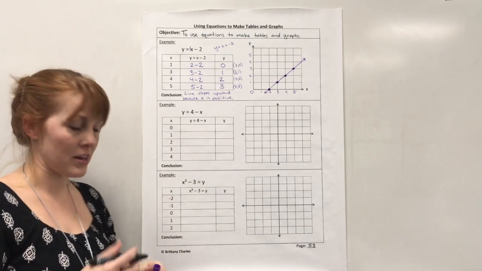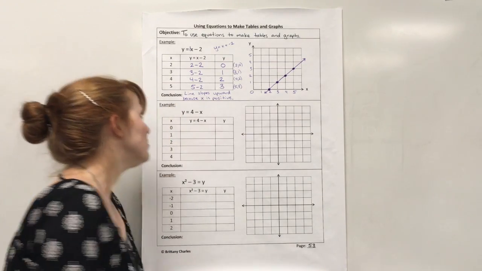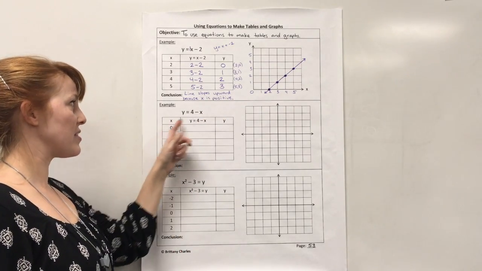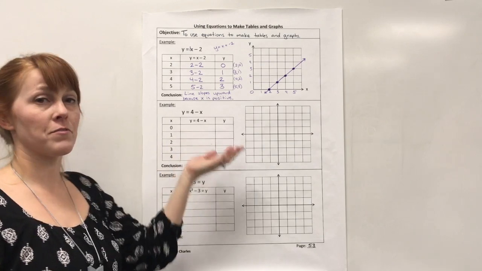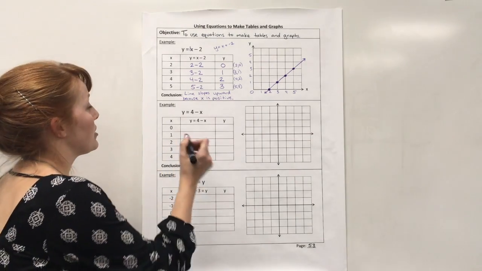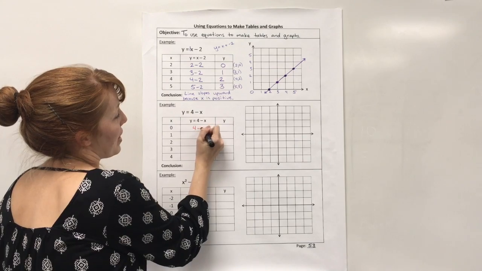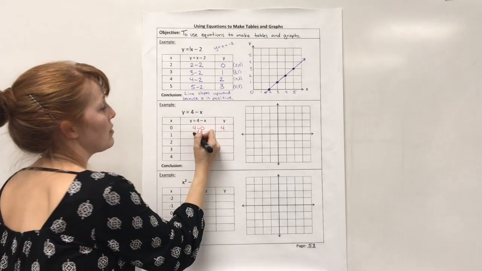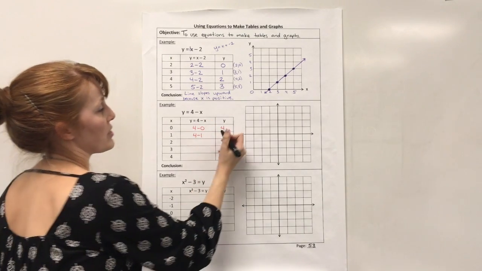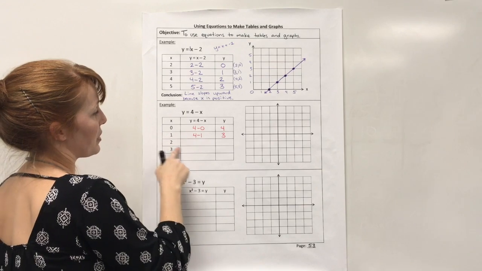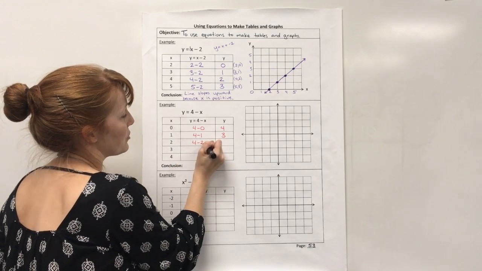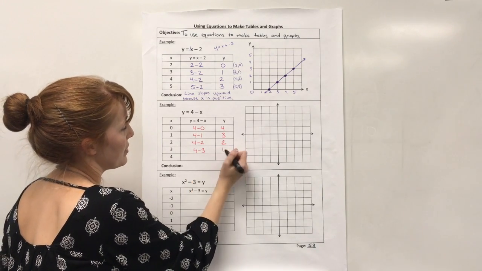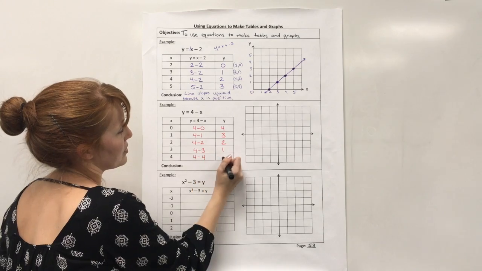All right, so let's look at the second example. So I have y equals 4 minus x. Same thing, I'm going to plug in these values right here and solve and figure out what my y coordinate is. So if I plug in a 0 here, that'd be 4 minus 0. 4 minus 0 is still 4. If I plug in a 1, 4 minus 1 is 3. If I plug in a 2, 4 minus 2, well, that's 2. 4 minus 3 is 1. 4 minus 4 is 0.